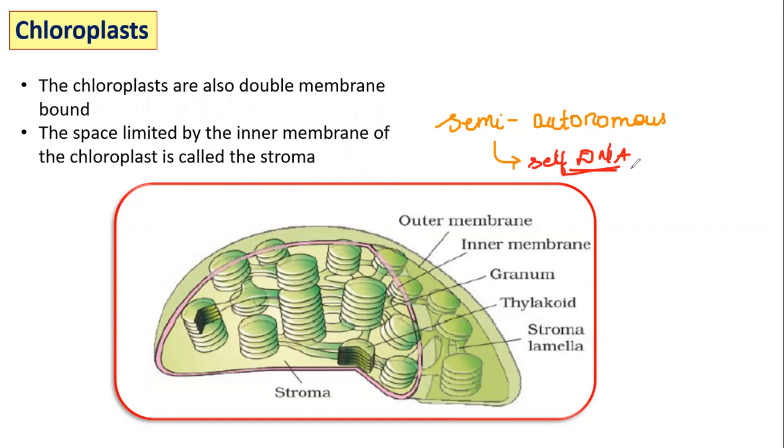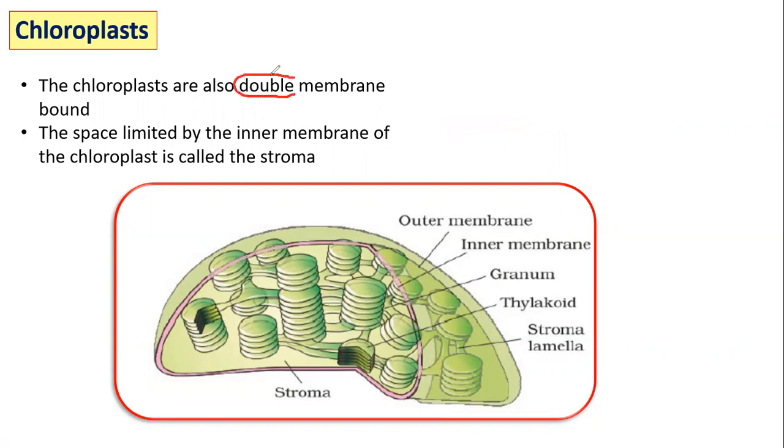You might have heard about autonomous colleges. What does that mean? They don't come under any university, and they have the right to decide their own college matters. Similarly, semi-autonomous means these organelles also have their own mechanisms, because they have their own DNA molecules for carrying out their purposes. So for chloroplast, I have told you two points.